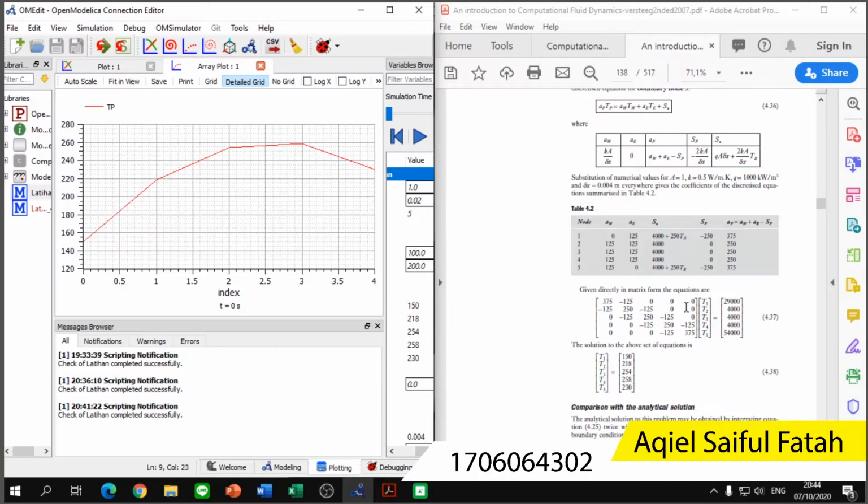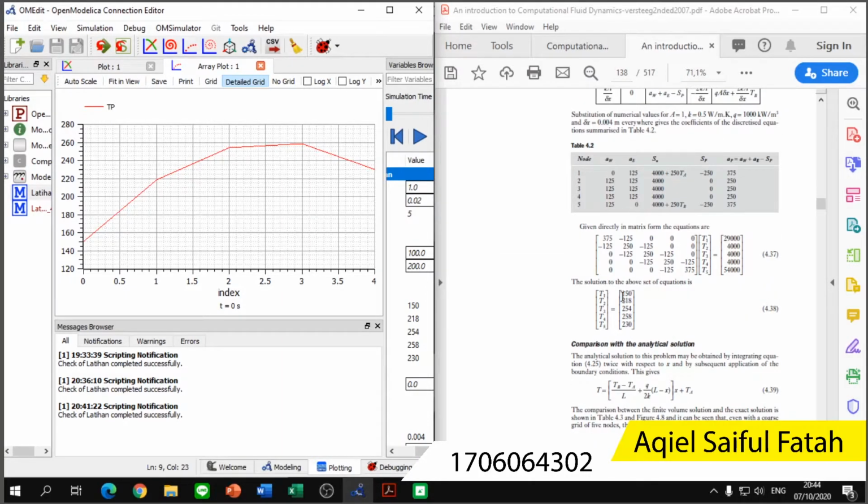me. Let's scroll down and here. So T1 is 150, T2 is 218, T3 is 254, T4 is 258, and T5 is 230, which is exactly the same as the one in the book. Now, why is the graph looking like this?